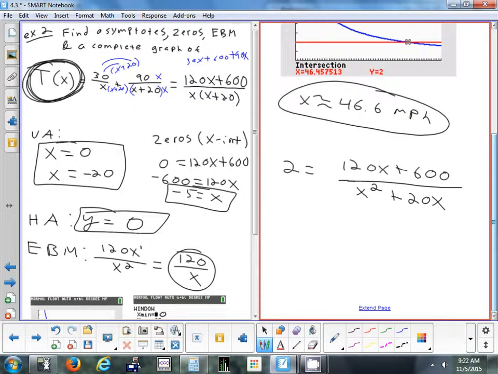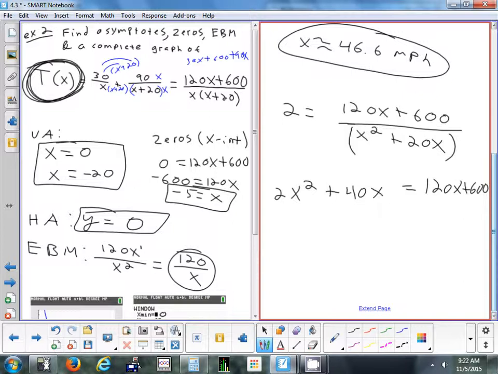Basically, what's going to happen is we get a quadratic equation. Multiply each side by x squared plus 20x just to get rid of that denominator. So on the left, we get 2x squared plus 40x. Does everyone see I did a distributive property with that? And on the right, the denominator would just be gone. Okay, so I multiplied each side by that.